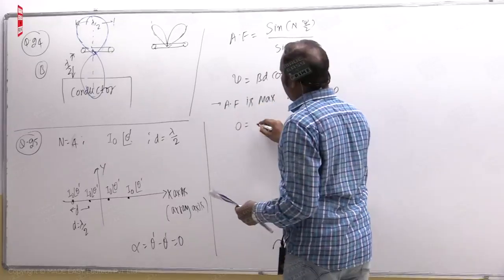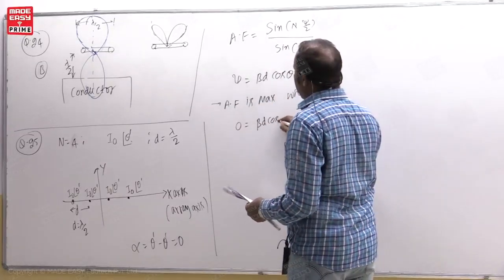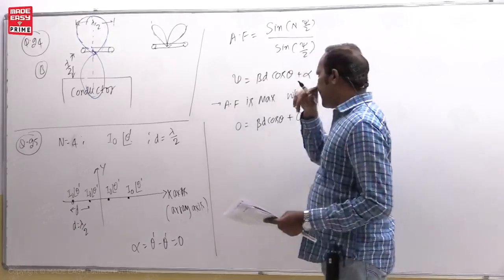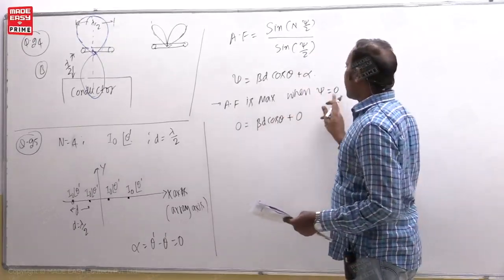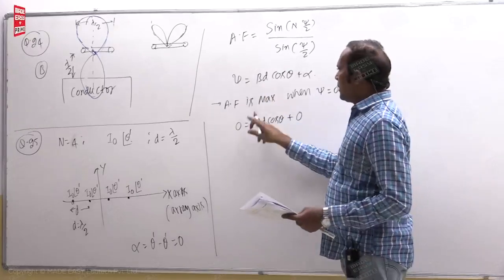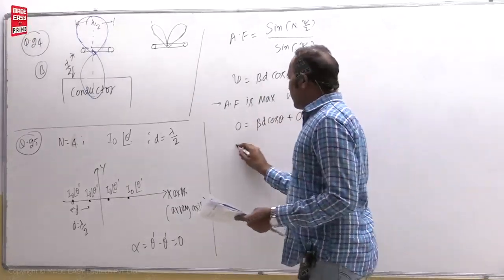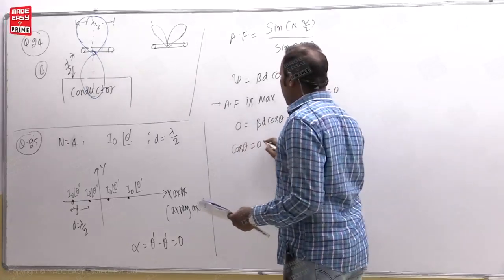Psi is 0, so beta d cos theta plus alpha is 0, because alpha is 0. The array factor is maximum when psi is equal to 0. You put psi equal to 0, then beta d cos theta plus alpha, and alpha is also 0. From this we get cos theta is equal to 0.